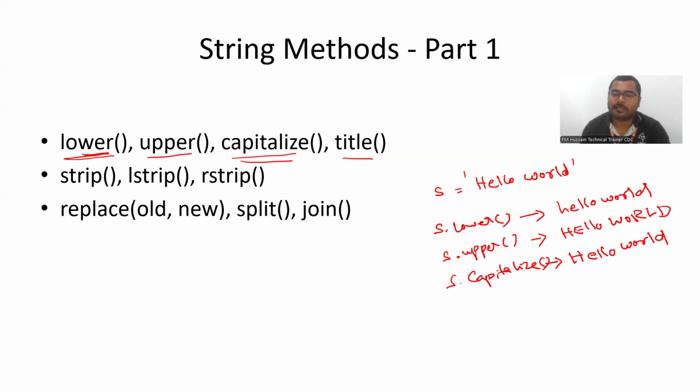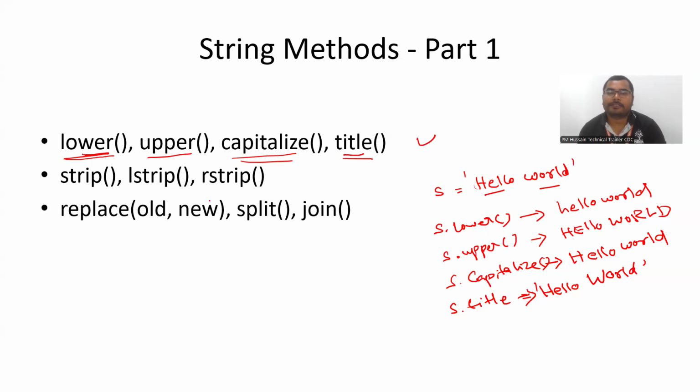Okay. Now another method is the title method, s dot title. This title method will convert each word's first character to uppercase. Here we have two words, hello and world. The first character of each word will be converted into uppercase. So now in the first word, H is a capital letter, ello is small letters. Then W is a capital letter, orld is lowercase letters. Like this, you can convert the characters from any case to another case using these four methods.